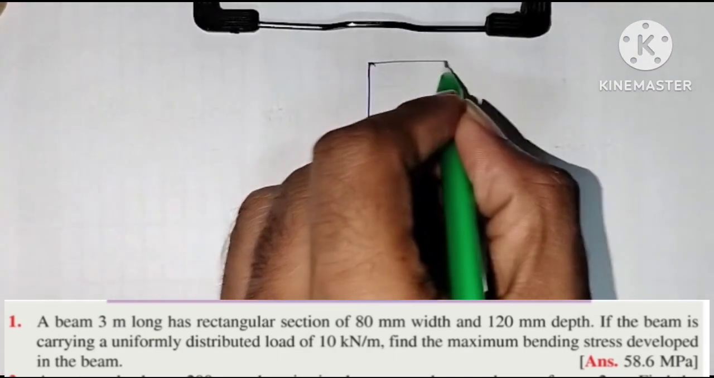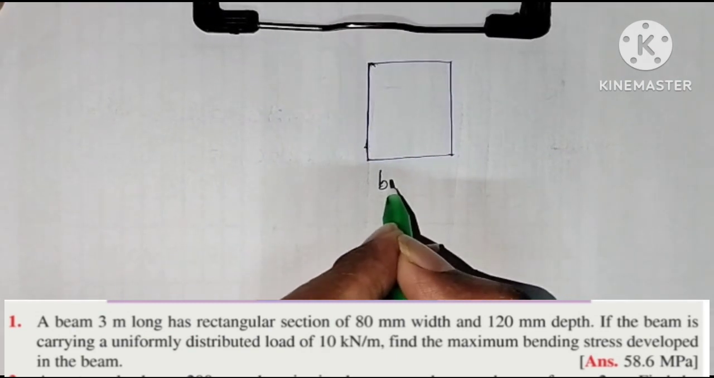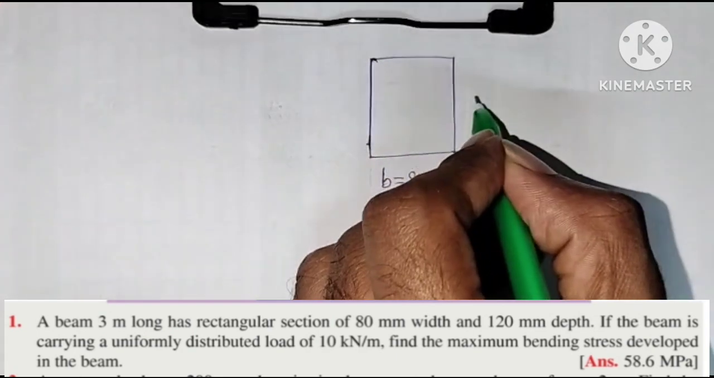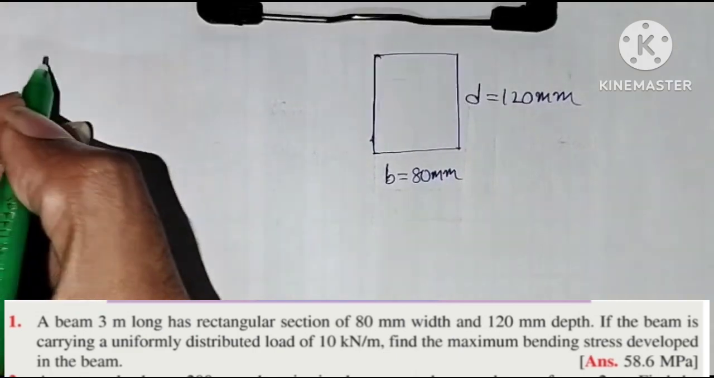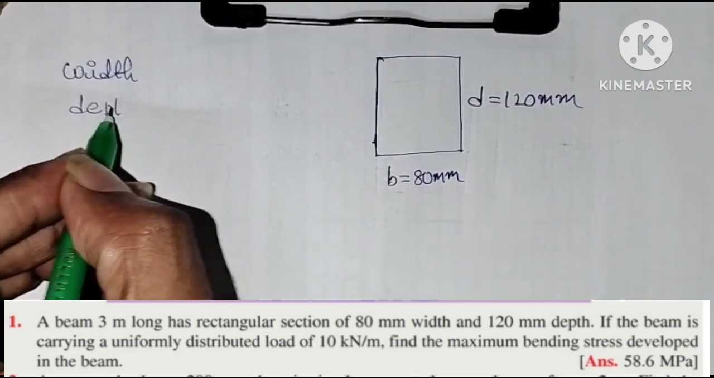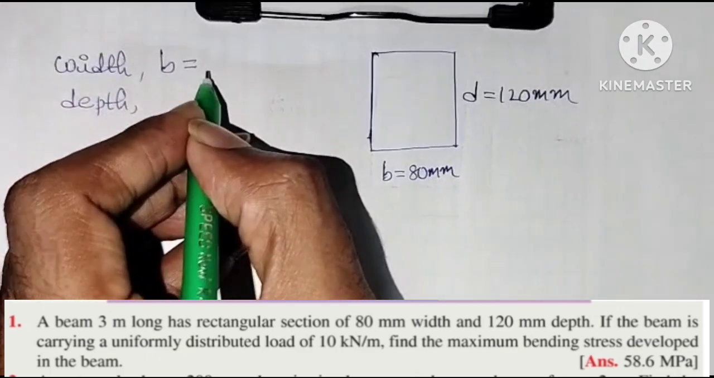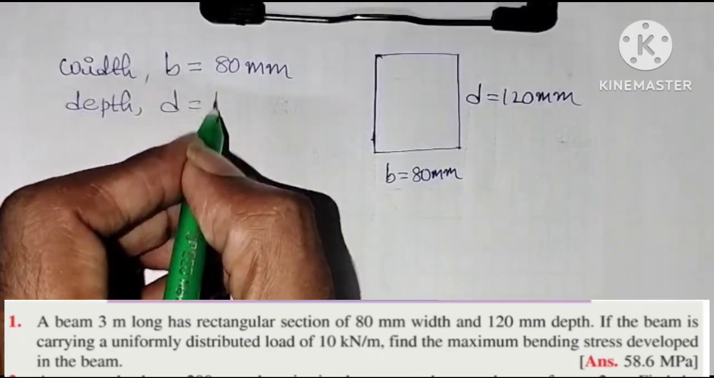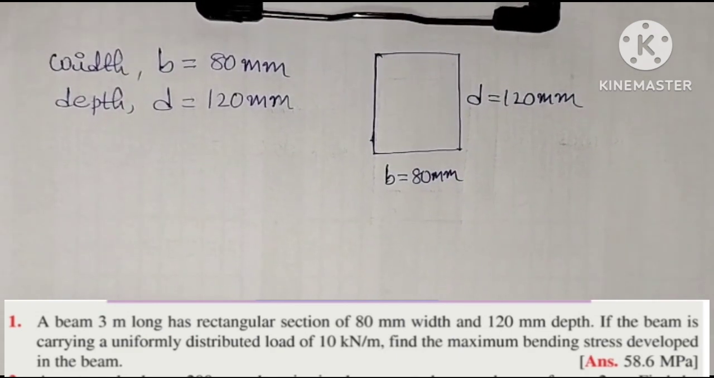So here there is a beam of rectangular cross section and its width B is equal to 80 mm, and the depth of the beam D is equal to 120 mm. So width and depth are given. B for width, and D for depth. Depth is equal to 120 mm.